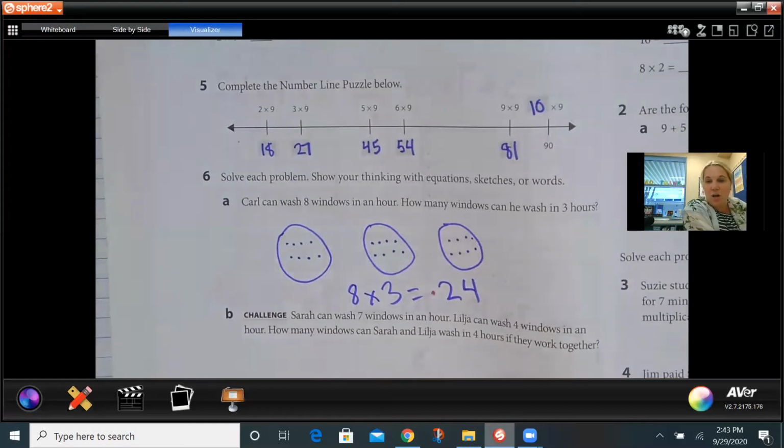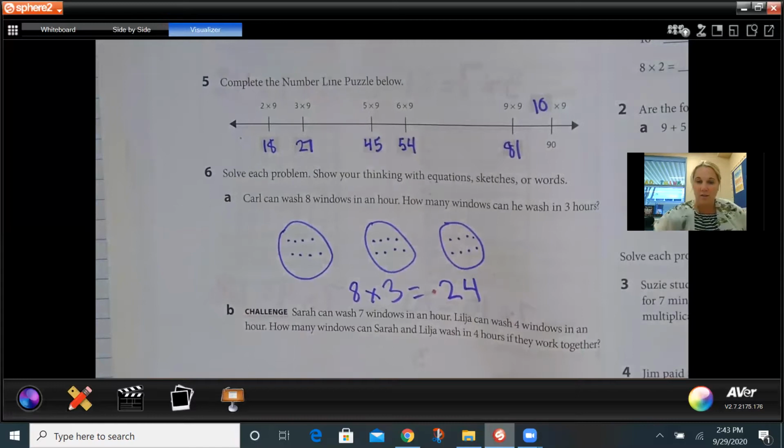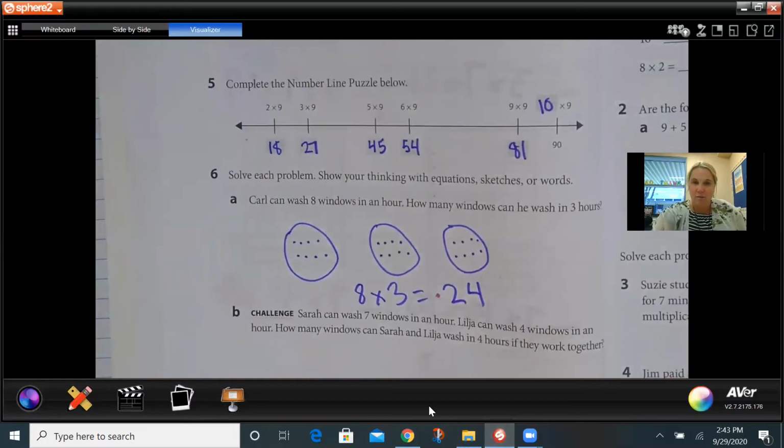Now, the challenge is always optional. If you would like to do the challenge, you may. Otherwise, you're a rock star and you're done. Good job. If you finished writing in your math notebook the multiplication strategies and you followed along and we just finished everything we needed to, you guys are amazing. Then you're done with math today.